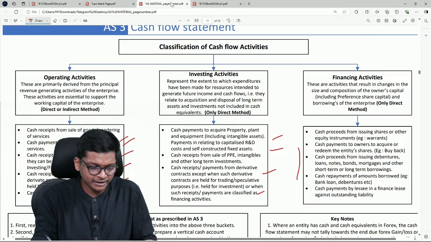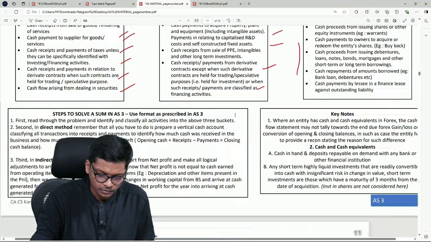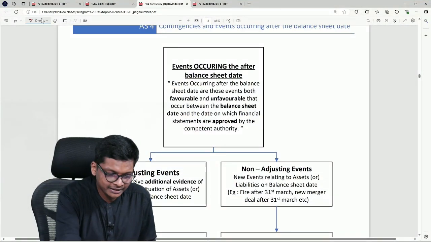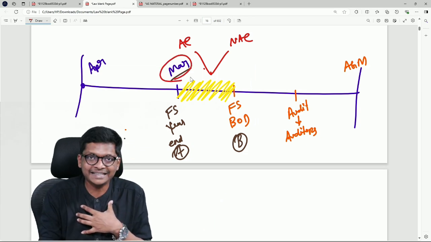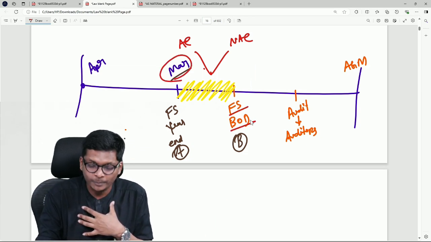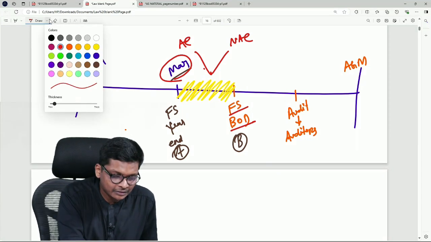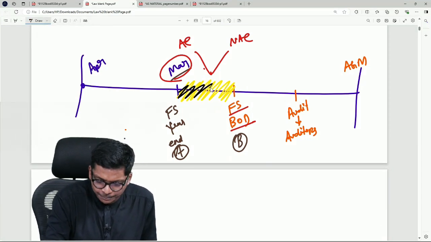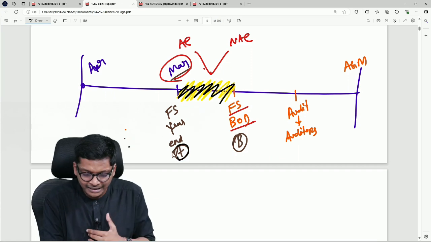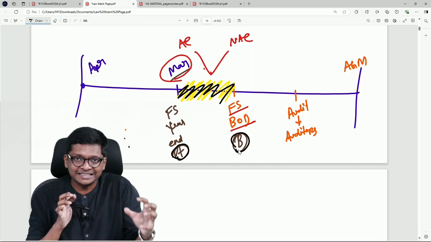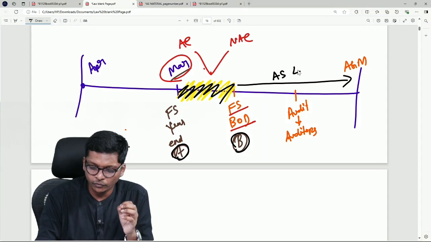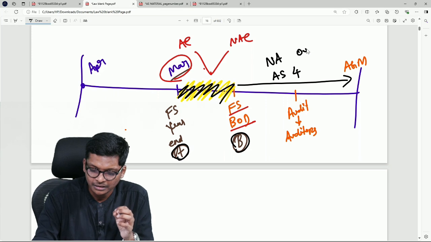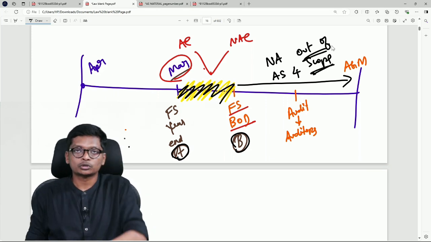Correct? So over here, what is AS4 saying? I'm giving you the timeline again, guys. Follow from the time the year is ending till the time financial statements are approved by the board of directors. Events that happen only in this time gap between A and B are categorized as adjusting and non-adjusting. After this, AS4 is not applicable, it is out of scope. It is out of scope, guys.